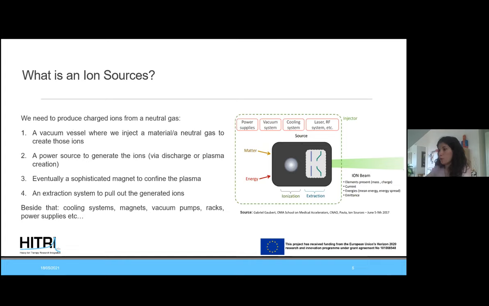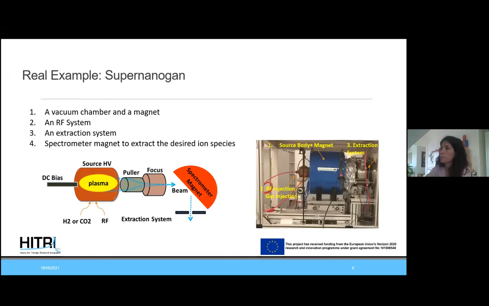Besides this part, of course, we have other different systems: a power supply, a vacuum system, and a cooling system. So the source comes with a lot of subcomponents. And once the beam is extracted, you can start to consider the further transmission into your accelerator.